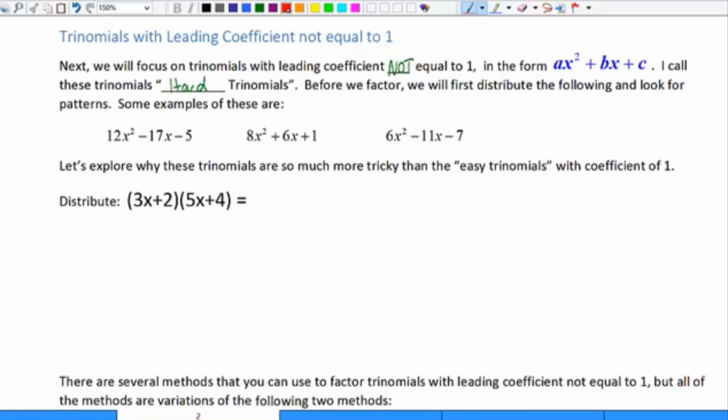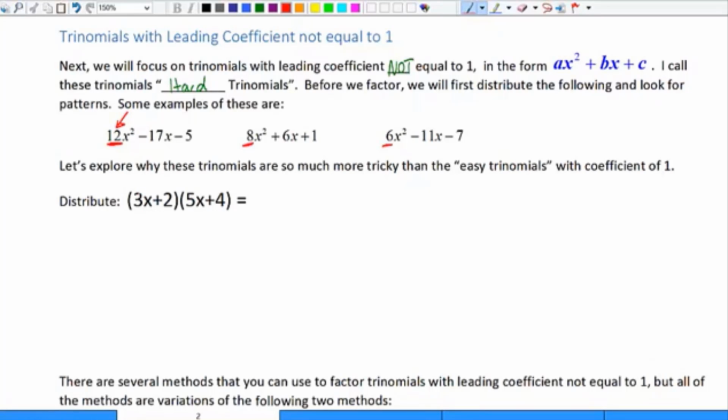So some examples of the harder trinomials are where the leading coefficient is not 1. Notice this 12x squared, that's not 1x squared, it's 12, it's nothing other than 1. Also, the 12 can't factor out as a GCF, so we're going to have to deal with this 12. Again, the next one's 8x squared, and that's not equal to 1, and then 6x squared, again, that's not equal to 1. So let's first explain why these are so much more tricky than the easy trinomials.